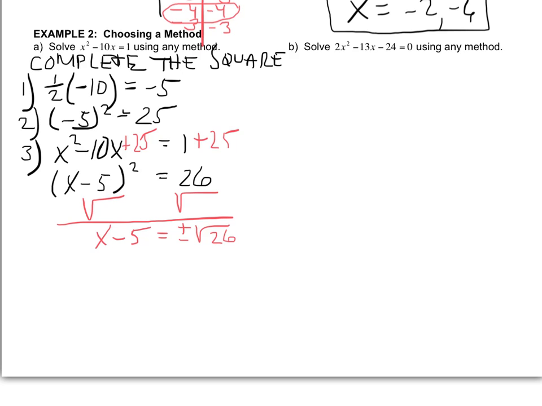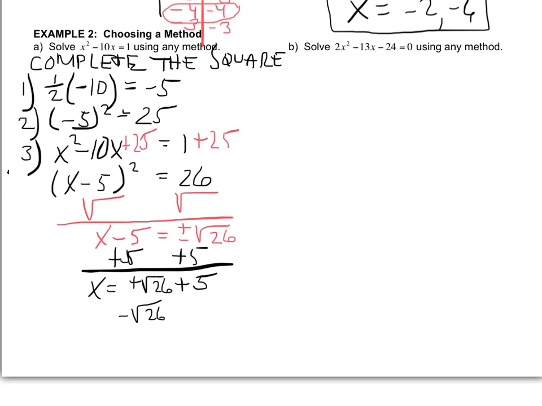But what we do next here is we now have taken the x single variable out of the square there, and now I just have to add the 5 to both sides. And see what we have. If I add 5 to both sides, I get x equals the positive square root of 26 plus 5. I also get the negative square root of 26 plus 5.